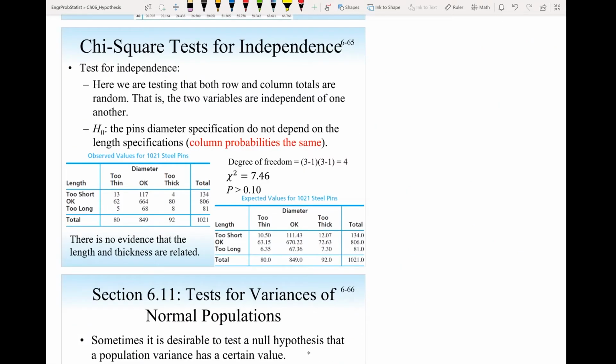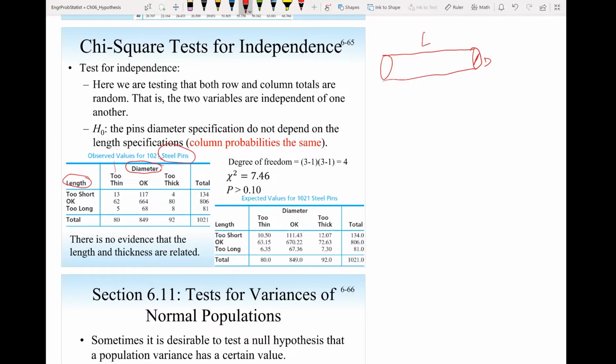Okay, we can also use the chi-square test for independence between two variables. In this example, a manufacturer produces steel pins, and there are two variables: length, which could be too short, okay, or too long, and the diameter. So this is the steel pin. One is length and one is the diameter. And the diameter could be too thin, okay, or too thick. So a machine produces these pipes or steel pins.